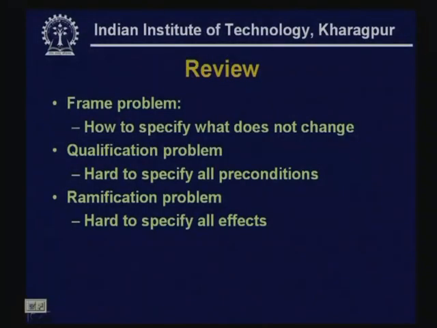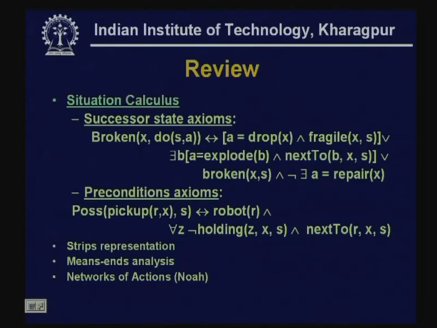Then we talked about the qualification problem. In the qualification problem, we said it is hard to specify all possible preconditions. So, we tried to qualify that. And thirdly, we looked at the ramification problem, where we said that it is hard to specify all possible effects. And then we looked at situation calculus. In situation calculus, we looked at successor state axioms. We said that the frame problem can be handled by using situation calculus such as successor state axioms.